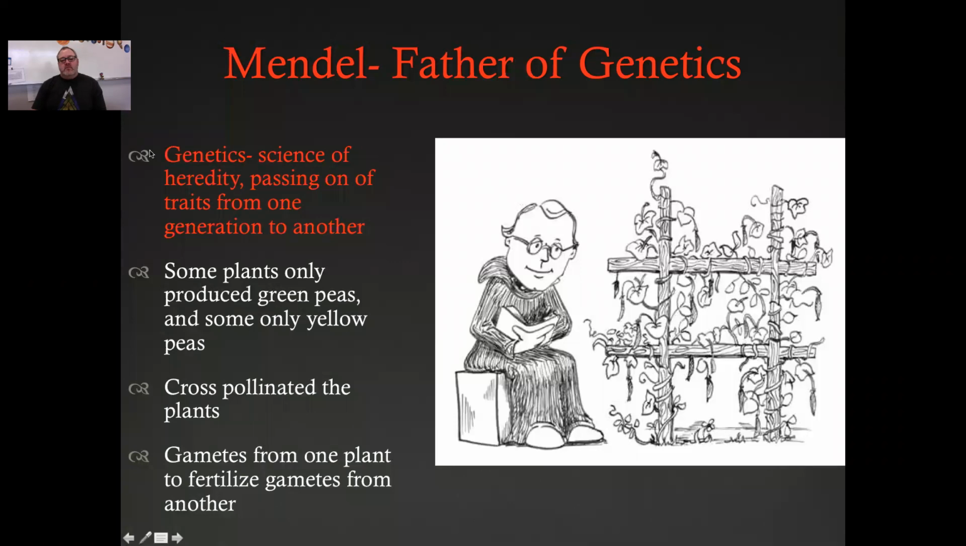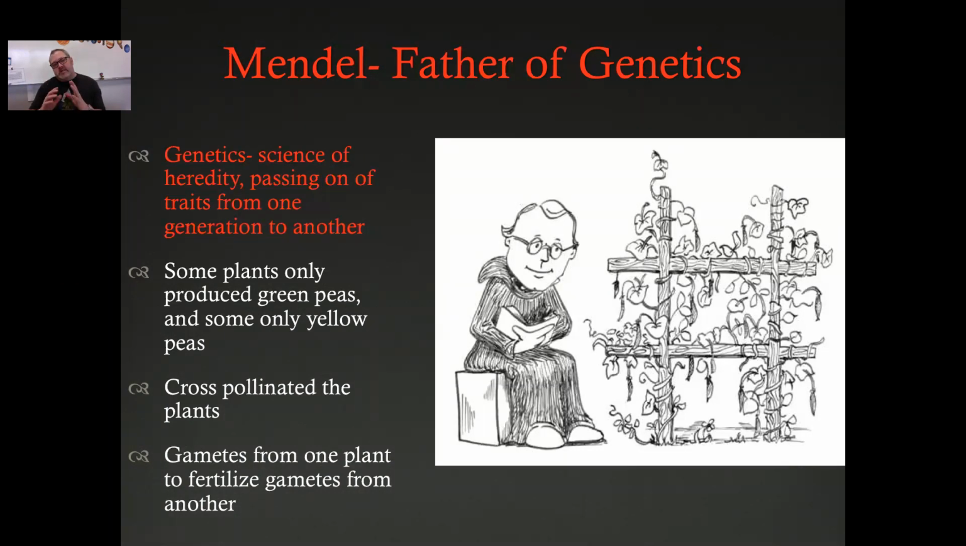Okay. So genetics then is the study or the science of how genes are passed on from one generation to another. Part of the reason he liked pea plants is because they only produce green and yellow, right? They're not producing some in-between color. It's either going to be green or yellow. It's going to be tall or dwarf. It's going to be inflated or constricted. It's either going to be wrinkled or round.